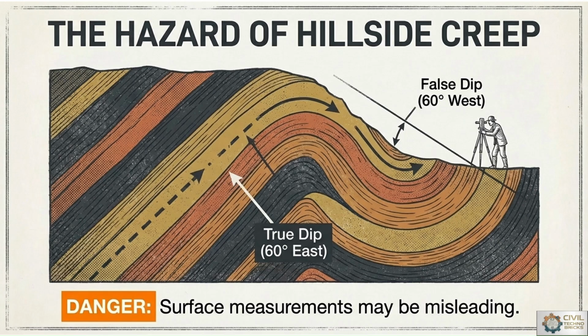So what is the danger? Surface measurements may be misleading. It means we should not rely only on surface investigation. We have to go for subsurface investigation too. Simultaneously, surface and subsurface investigation provide us the actual data which can prevent future hazards. So slope stability is the most important point with reference to the tectonic plates and the rock layer.